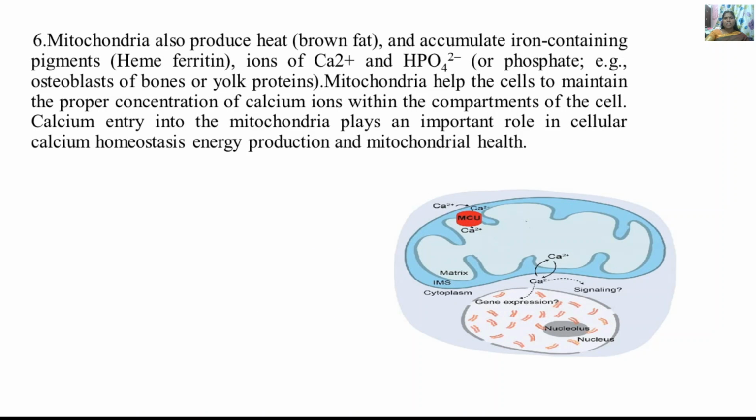The last function I have mentioned here is that the mitochondria produce heat and accumulate iron-containing pigment, the heme, ferritin, and ions of calcium and phosphate. The example is in the osteoblasts of bones and yolk proteins. Mitochondria help the cells to maintain the proper concentration of calcium ions within the compartments of the cell. The calcium entry into the mitochondria plays an important role in cellular calcium homeostasis, energy production, and mitochondrial health.